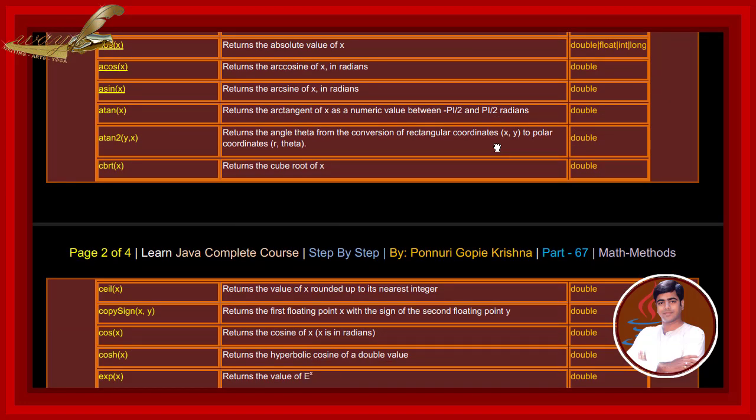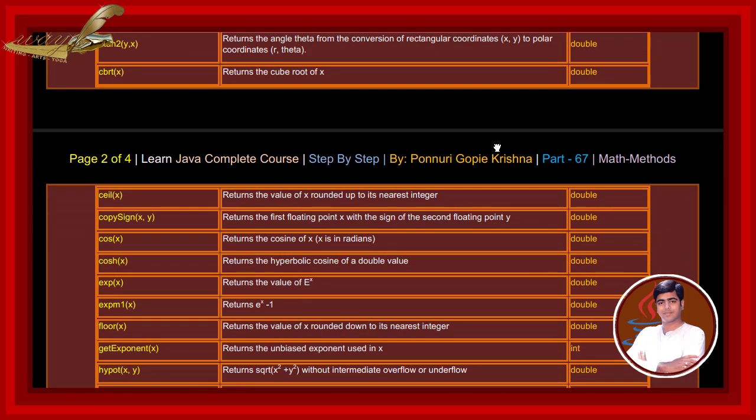The cbrt method returns the cube root of x. The ceil method returns the value of x rounded up to its nearest integer. The copySign method returns the first floating point x with the sign of the second floating point y. The cos(x) method returns the cosine of x in radians. The cosh method returns the hyperbolic cosine of a double value. The exp method returns the value of e.